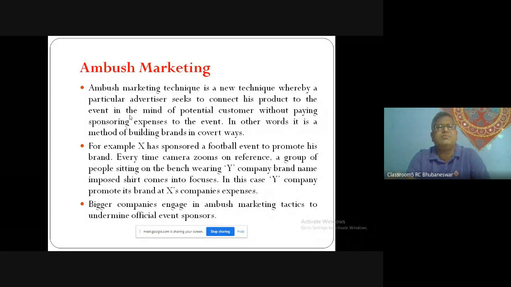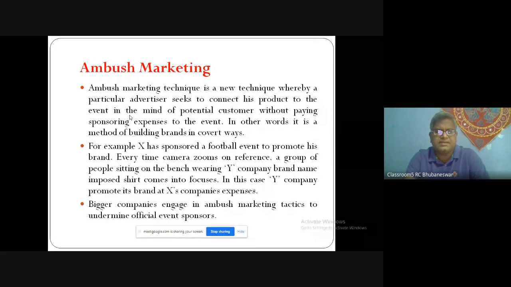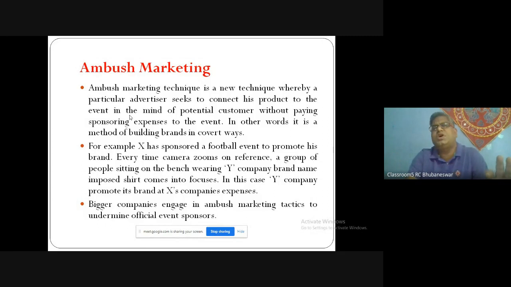Another type is called ambush marketing, and this is also a new type of marketing. Ambush marketing means that someone is sponsoring a particular product. For example, suppose X has sponsored a football event to promote a particular brand, or Y has promoted some other brand. You see in the Indian cricket team, some brand like Sahara India appears on the jersey. That type of issue can arise in ambush marketing. It means tactics to undermine the official event sponsors.